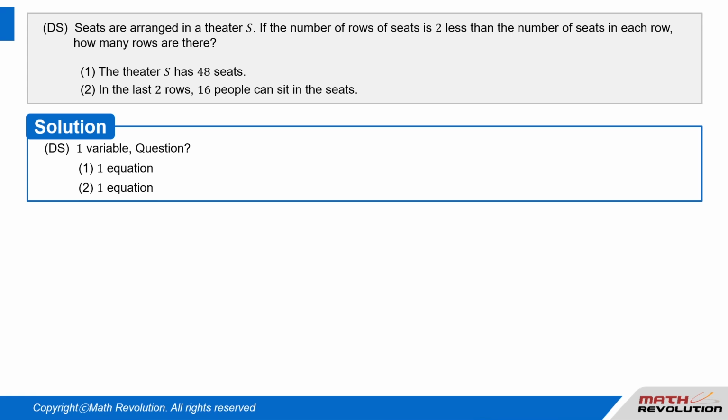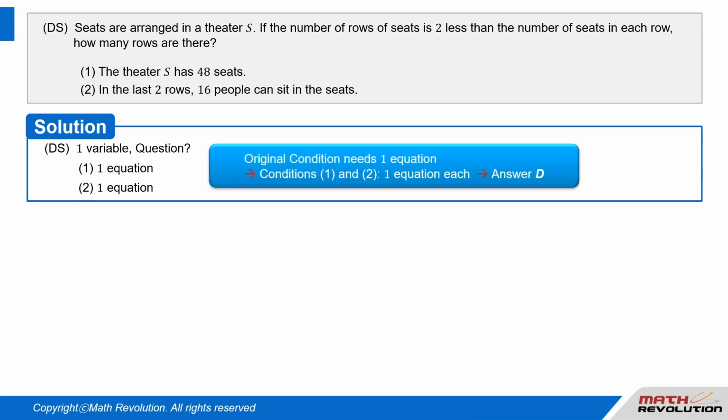Let the original condition in a DS question contain one variable. Now, one variable would generally require one equation to allow solving for the value of the variable. We know that each condition would usually give us an equation, and since we need one equation to match the number of variables and equations in the original condition, the equal number of equations and variables should logically lead to answer D. Don't be scared if this question appears in the actual exam.